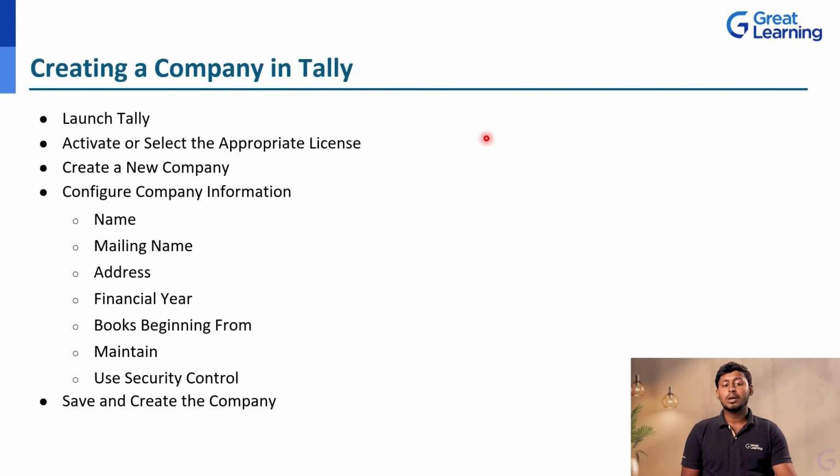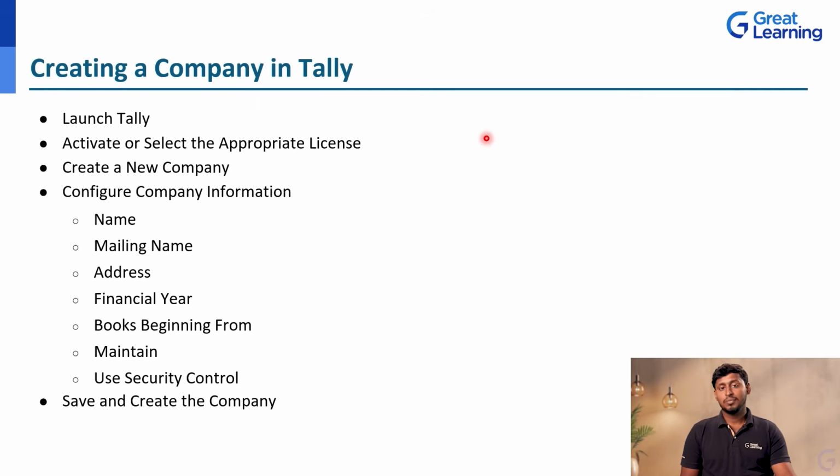Configure company information. Once you go for configure, first it will ask the name of your organization. You need to give the proper company name as per the registration. Next, the mailing name: whatever mails, replies or responses go out from your organization to others, that mailing name should be there.